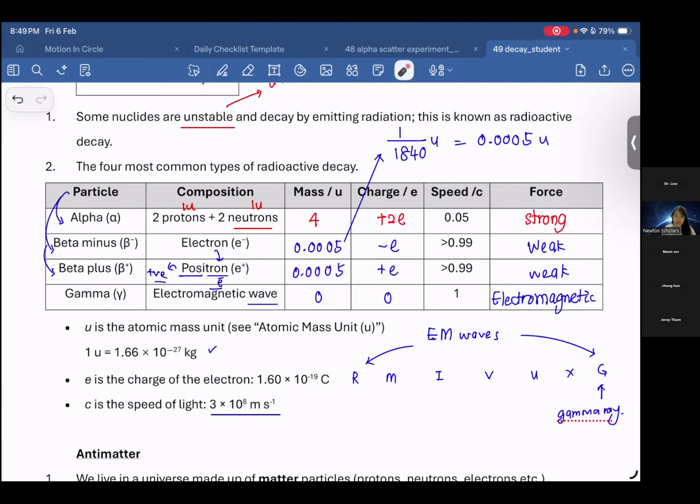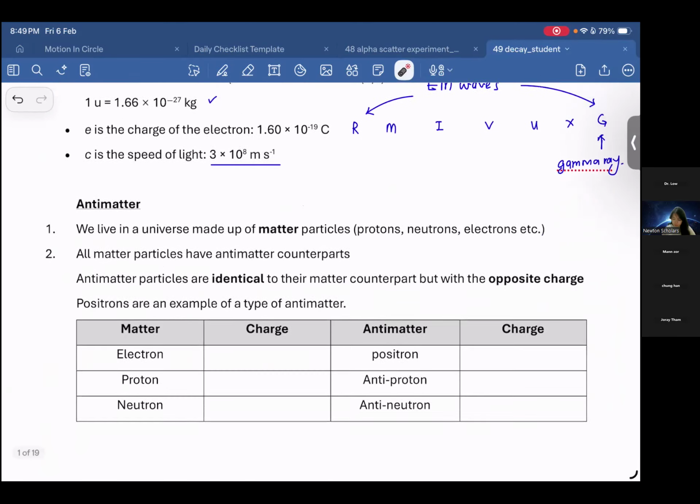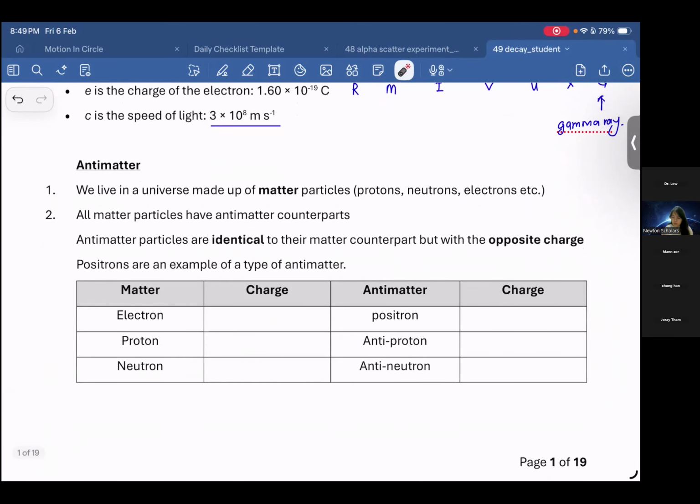Okay, then we proceed. Antimatter. We live in a universe made up of matter. Matter is proton, neutron, electron, and so on. So all matter particles have their antimatter counterparts. This one is also important. Antimatter particles are identical to their matter counterparts, but they have the opposite charge. They will have the same magnitude, but opposite charge.